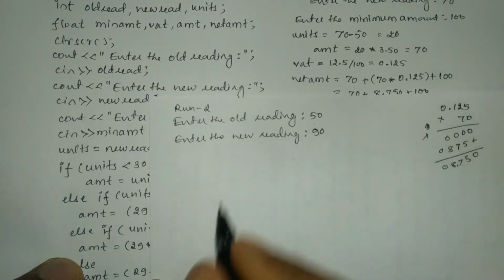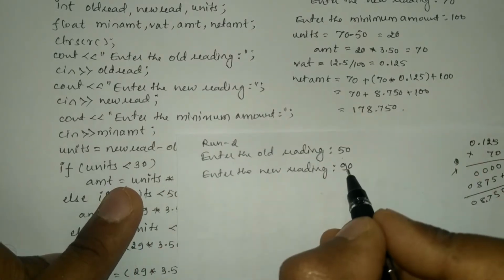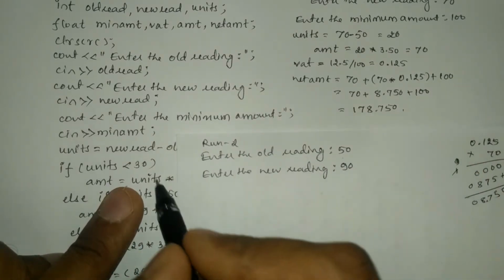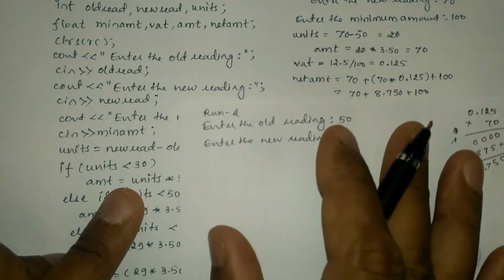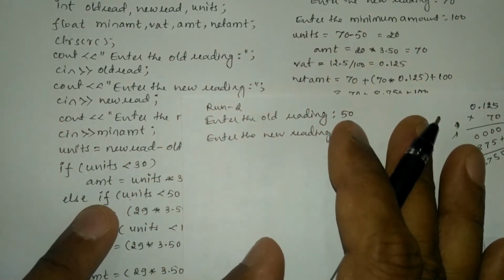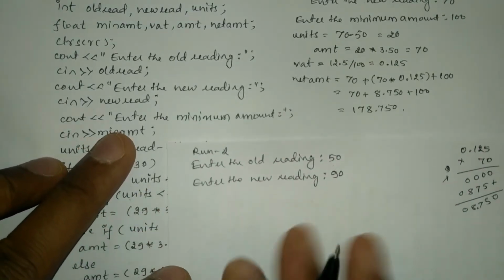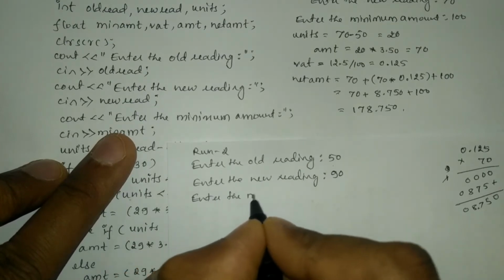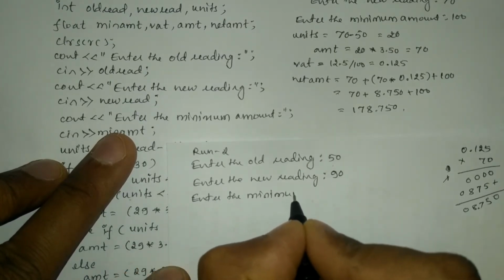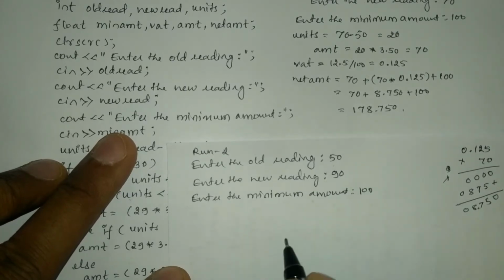Okay, so which lies in between 30 and 50, because 90 minus 50 is 40. So which lies in between this 30 and 50. So that's the reason I've taken 90. Okay, so we'll check out this next condition. Next, here you can see enter the minimum amount. We'll keep this one constant. Enter the minimum amount. So 100 rupees will write.